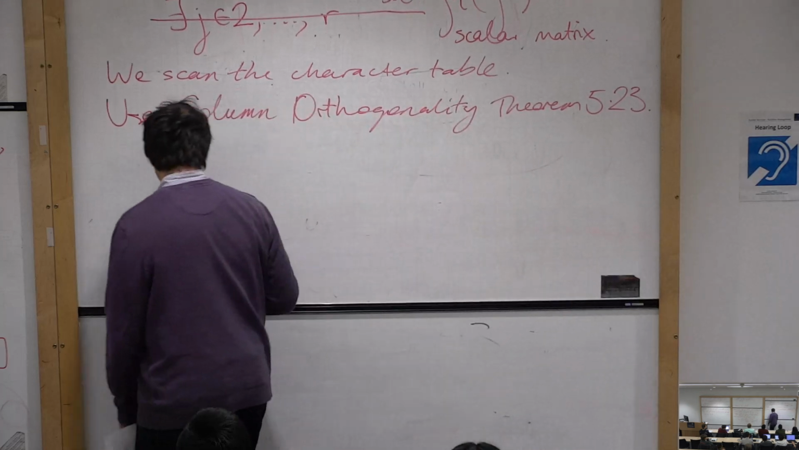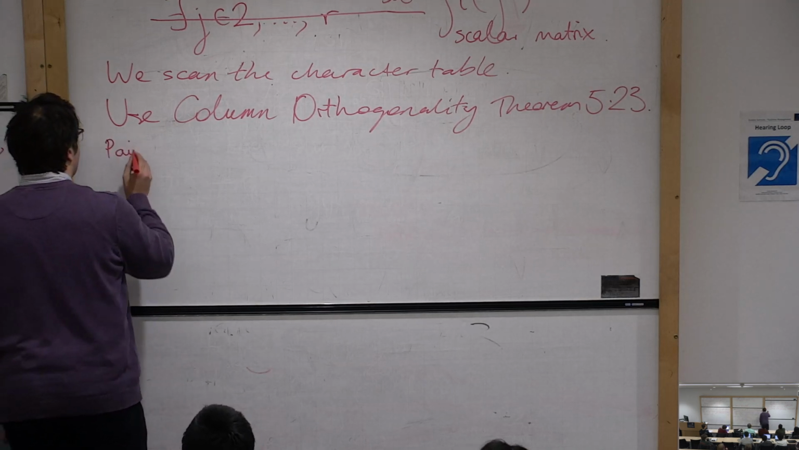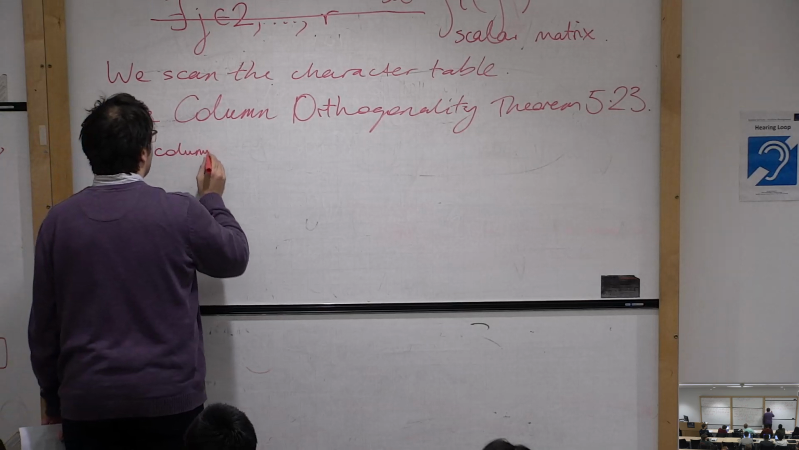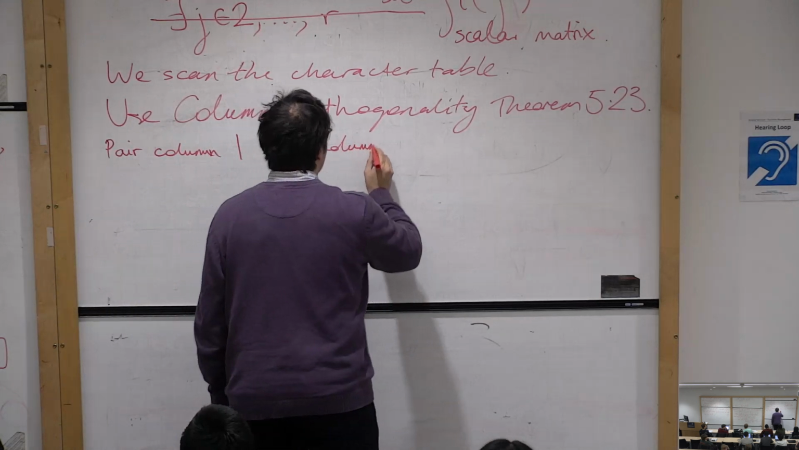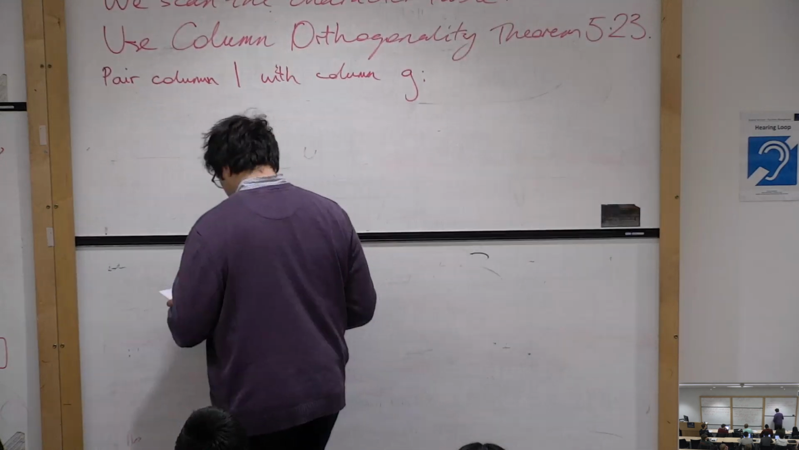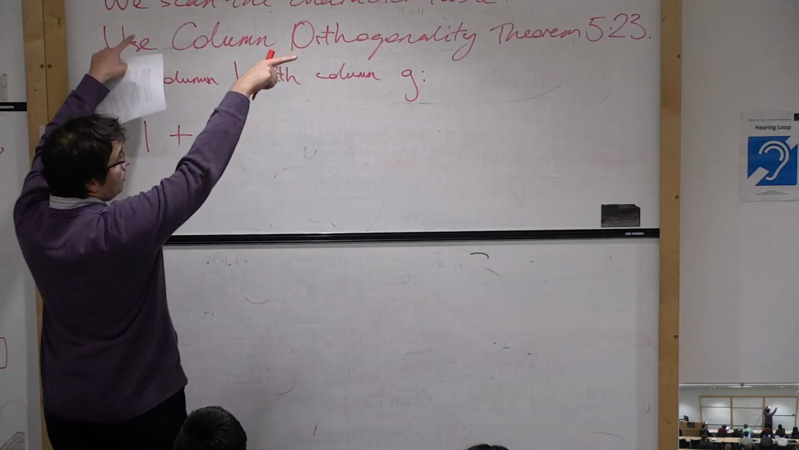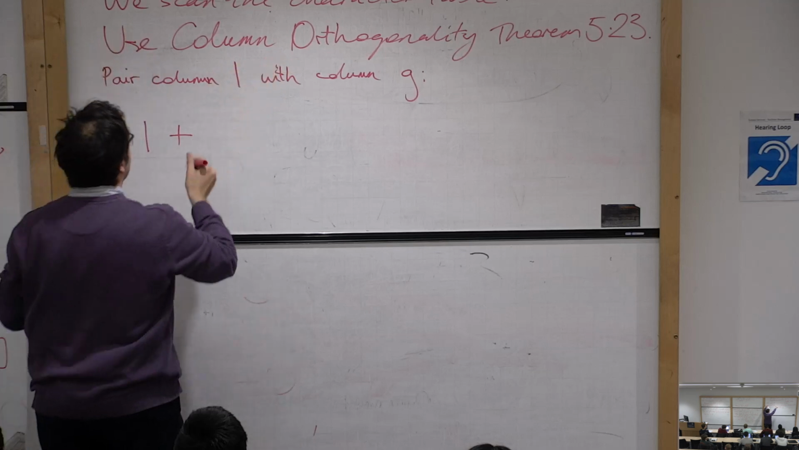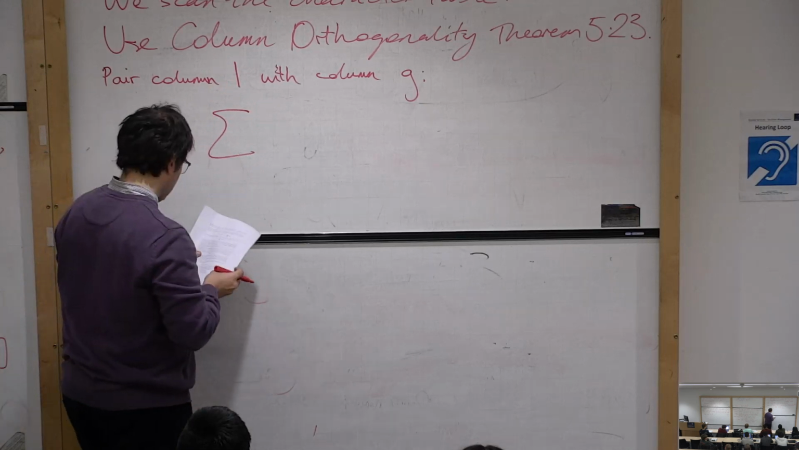So what does it say? Well, you can compare it against any other column. Which column do I want? I pair it with the identity column. What's column G? Well, the first row is the trivial character, so 1 times 1 always. And I put the first column with the bar in it. Right?